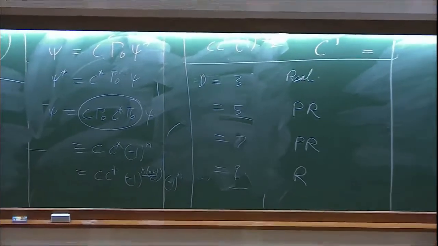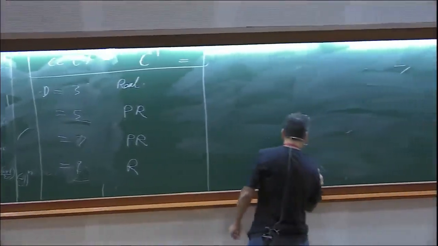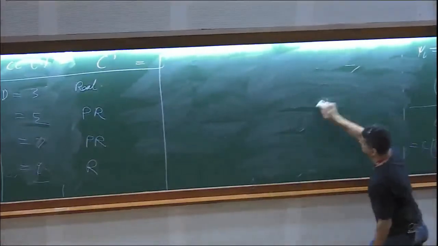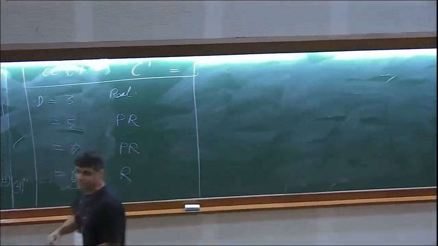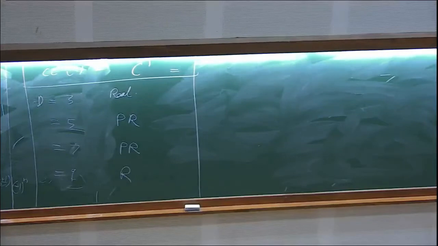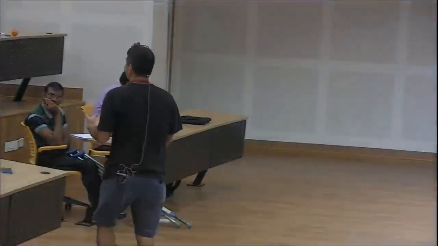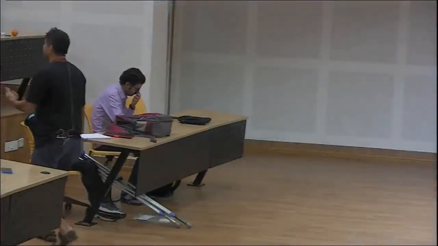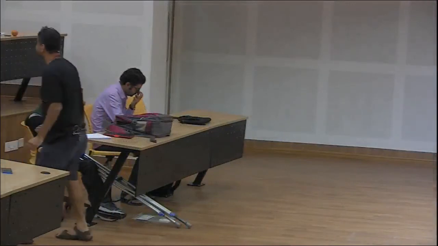The last thing that we have to do in order to complete our listing for even dimensions is to redo the analysis of whether the complex conjugate of a chiral spinor is chiral or not. Okay, so let's quickly redo that analysis.